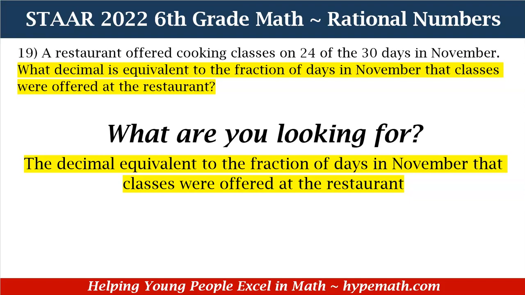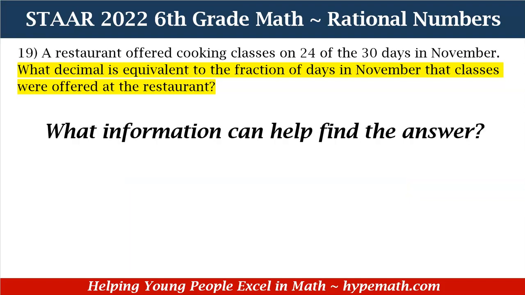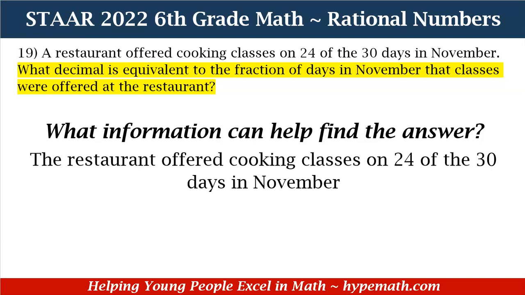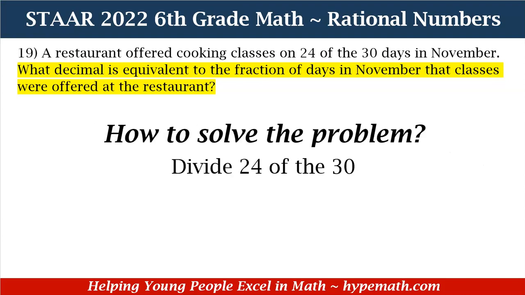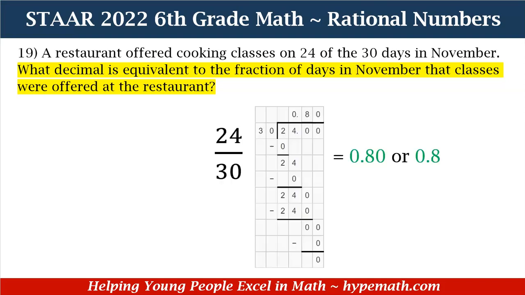Now that we know that, our next question is, well, what information can help find the answer? The information that can help find the answer is that the restaurant offered cooking classes on 24 of the 30 days in November, okay? That's our ratio. How do we solve the problem? We are going to divide 24 out of the 30, and let's do that now. We have 24 of 30. We are going to divide.